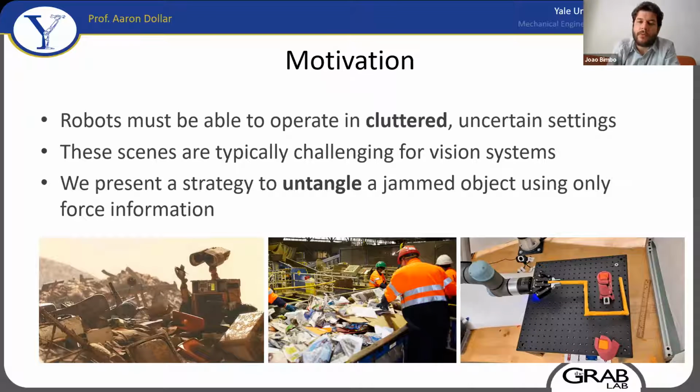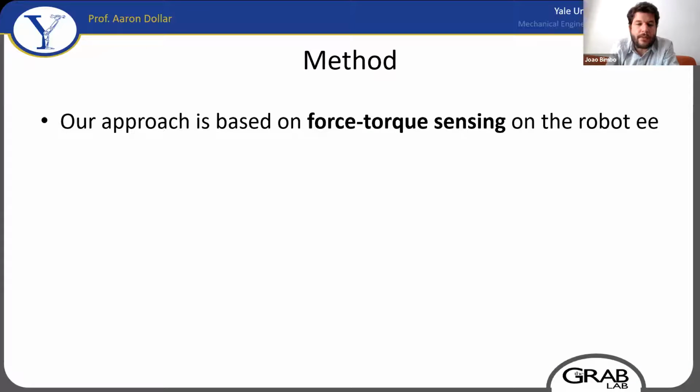The goal here, if you see the picture on the right, is to pull an object that you don't know the shape of from an environment that you don't know the shape of either. The force information that we use is from the force torque sensor on the robot end effector.